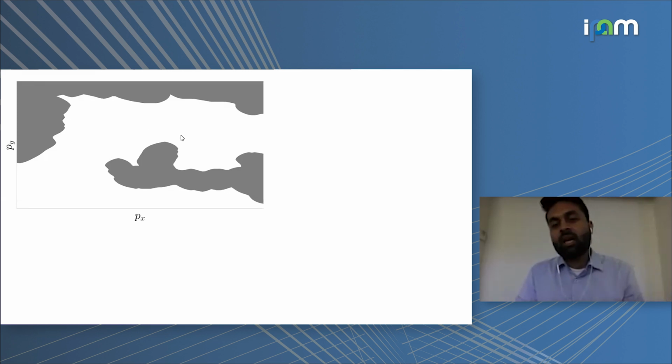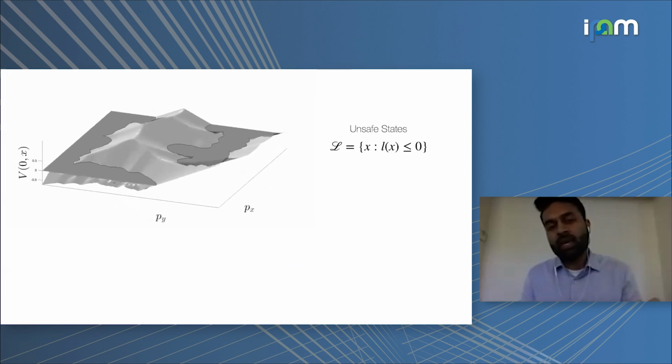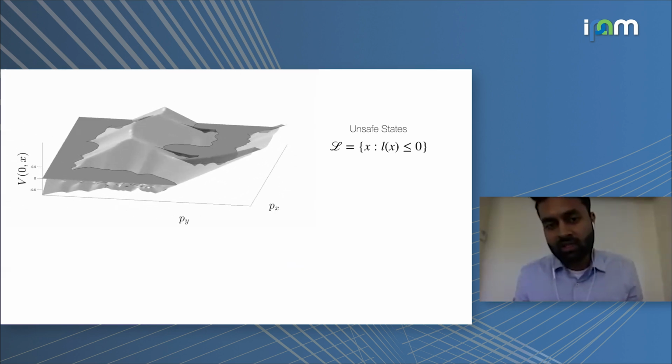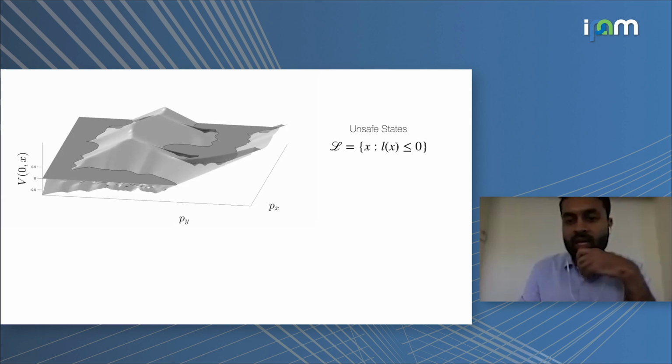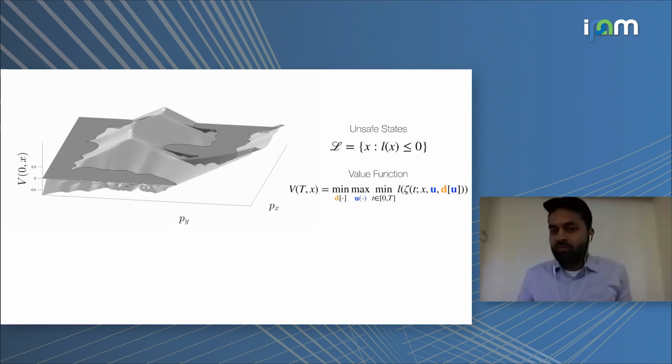Now, given these unsafe states, we define a function L of x, which is negative inside the unsafe states and positive outside. And one such function for obstacles typically could be the signed distance function, which is negative inside the obstacle and positive outside. And then we set up a zero-sum differential game between the control and disturbance, where the disturbance tries to push the system inside the obstacle over time as best as it can, whereas control tries to resist that and keep the system away from the obstacle as best as it can. And then we try to compute the set of states from which the disturbance would win and from which the control would win.